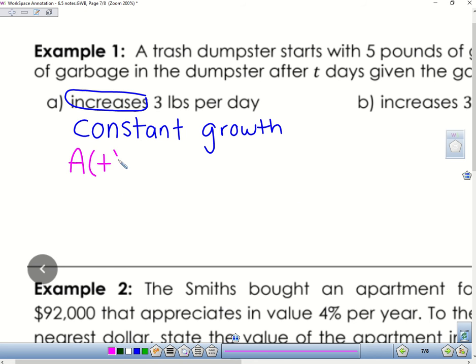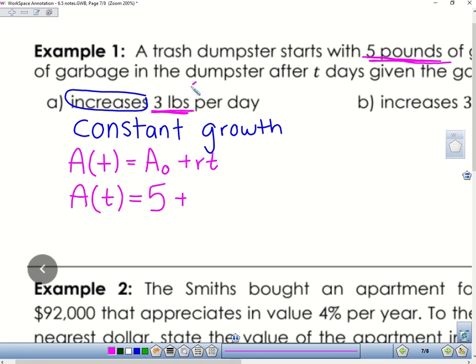And that formula is A of t is equal to A sub 0 plus r times t. So we're going to plug in what we know. So A of t is equal to, how much garbage did we start with in the original problem? 5 pounds of garbage. And always check, do the units in this part of the question match the units over here? Yes. You always want to double check that and convert so that they match. Plus, what's our rate in this case? 3 pounds. Good, 3 pounds, so 3t.